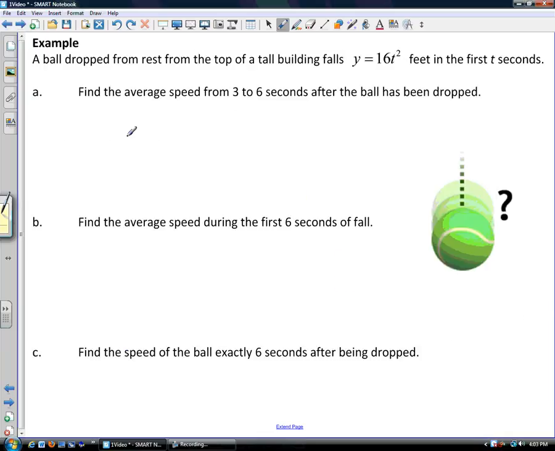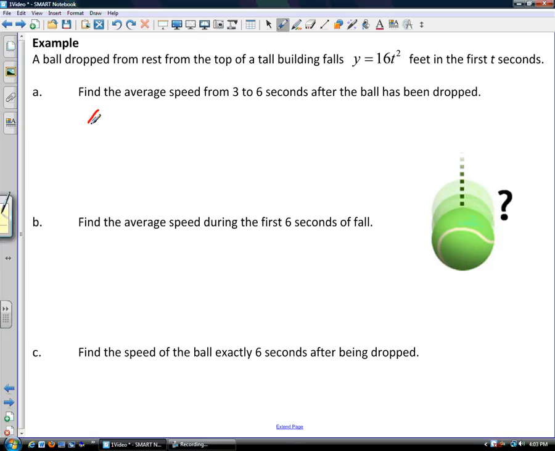Example, a ball dropped from rest from the top of a tall building falls y equals 16 t squared feet in the first t seconds. So this is the distance that it falls, y, and t is measured in seconds. And all of these questions have to do with the speed, so that has to do with your change in y over change in x. Okay, I can't just be plugging values into here. So find the average speed from 3 to 6 seconds after the ball has been dropped.